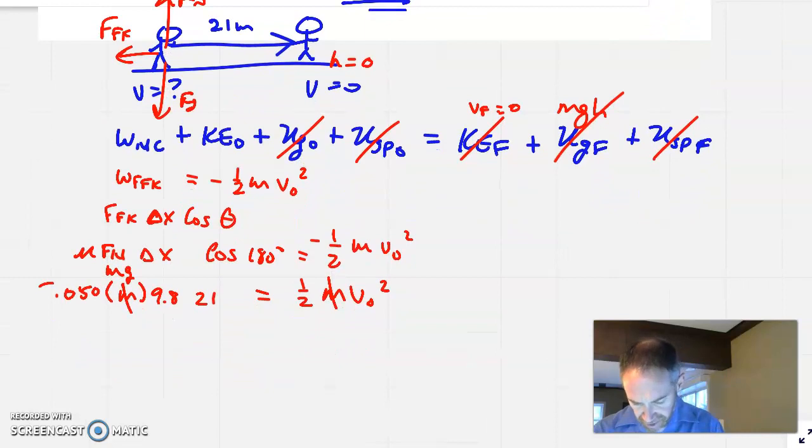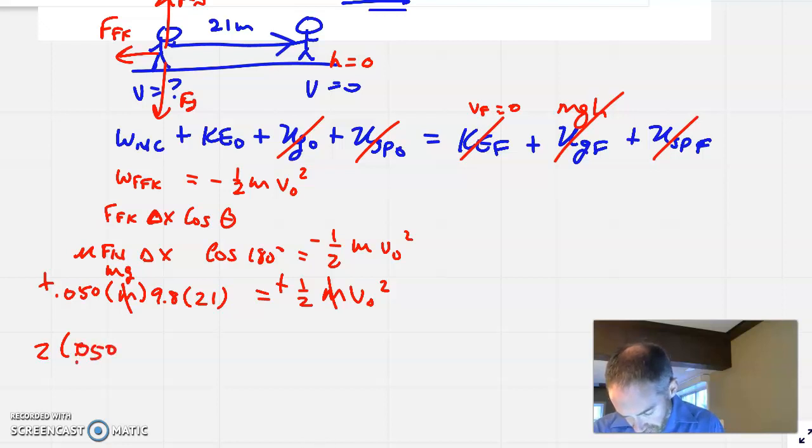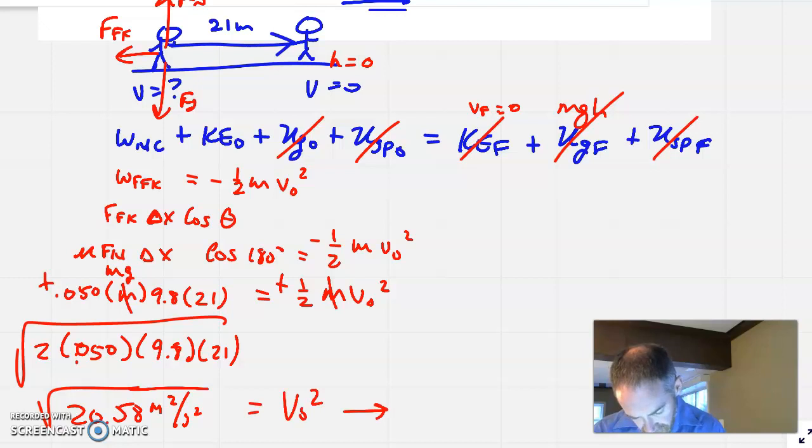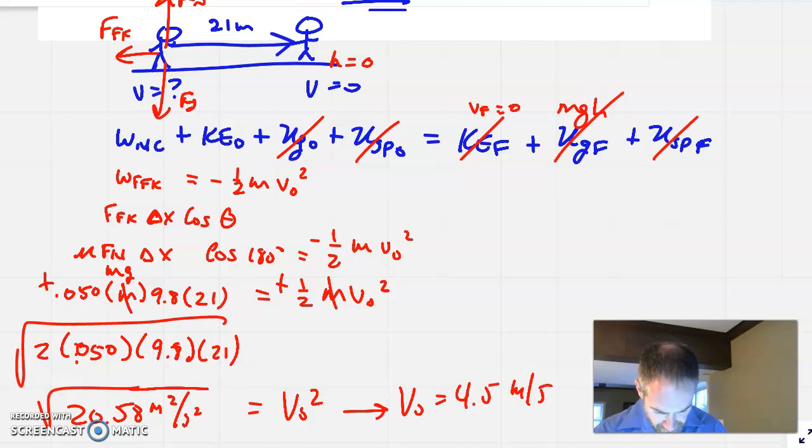And so all you have to do then is multiply 2 times the, oh, and the negatives are going to cancel each other out too. I had this initially there. 2 times 0.050 times 9.8 times 21, and then I'm going to take the square root of all that. It ends up being the square root of 20.58 meters squared per second squared, and then that's what the initial velocity squared is. So the initial velocity itself is 4.5 meters per second.